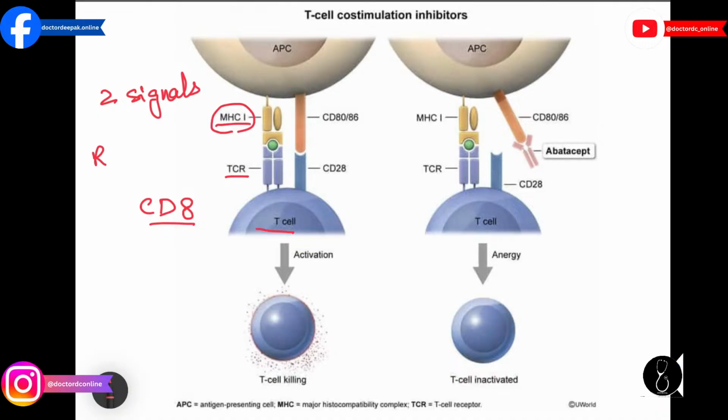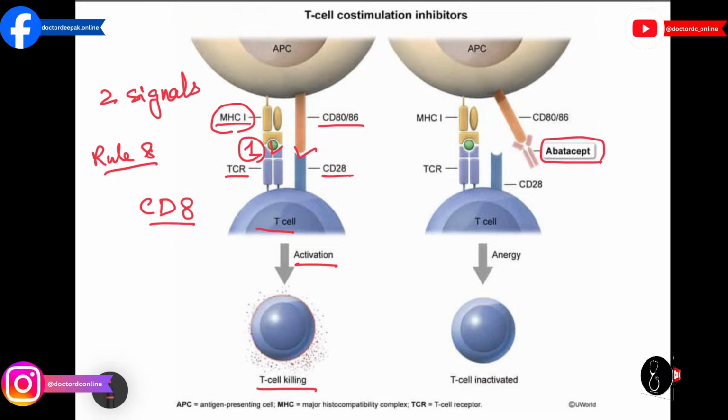And if you guys know about the rule of 8, that is the first signal. The second signal is between the CD80 or 86 and CD28. When both the signals are received by a T cell from an antigen presenting cell, then the T cells become activated and they start the killing of bacteria. Understand? But when we are giving that drug abatacept, what is it doing?